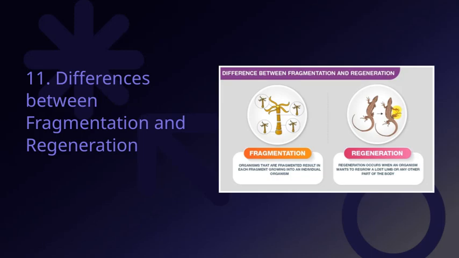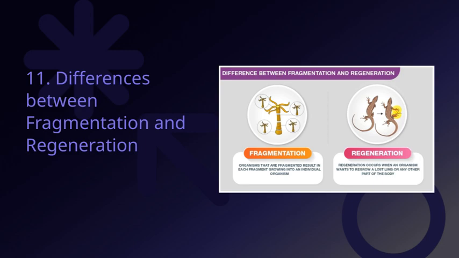Let's take a closer look at the differences between fragmentation and regeneration. These two processes are fundamental in understanding how organisms grow and repair themselves. Fragmentation involves breaking into parts, where each part has the potential to develop into a new organism, essentially a form of asexual reproduction.